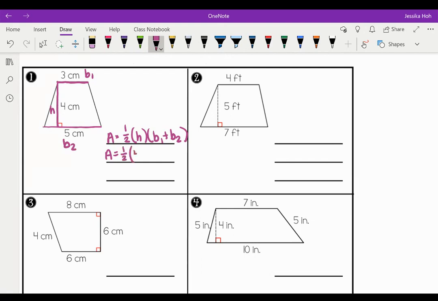So my height is 4, base 1 plus base 2. So I'm going to do what's in parentheses first. So A equals 1/2 times 4 times 8. 8 times 4 is 32. Times that by half or divided by 2. 32 divided by 2 gives you 16. Centimeters squared.